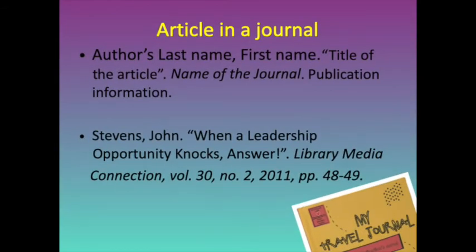In the case of research, articles are of high importance. If you are quoting from an article in a journal, in the work cited section, you can include the details like this: author's last name, comma, first name, period, title of the article in quotation marks, period, name of the journal in italics, period, publication information. You can see an example.